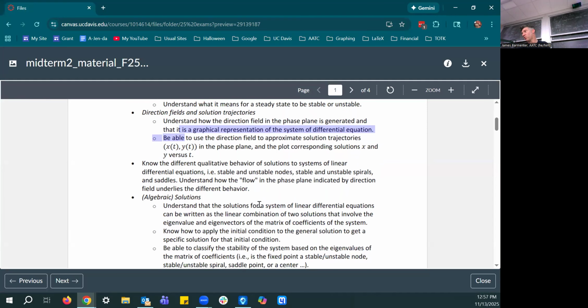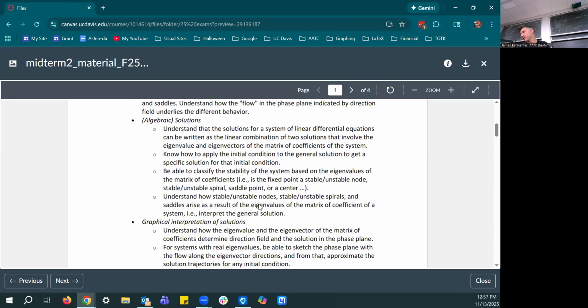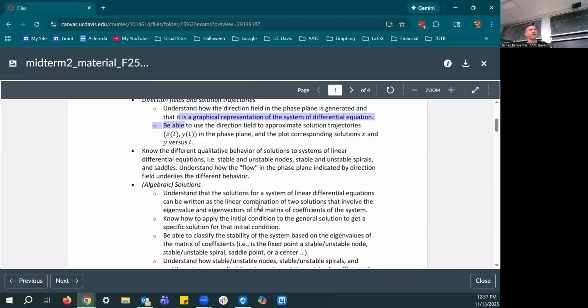To know the different qualitative, there's so many words. Holy smokes. Okay. He likes to write a lot, I feel like. He's very verbose. Okay, it's all right though. It's not a bad quality.